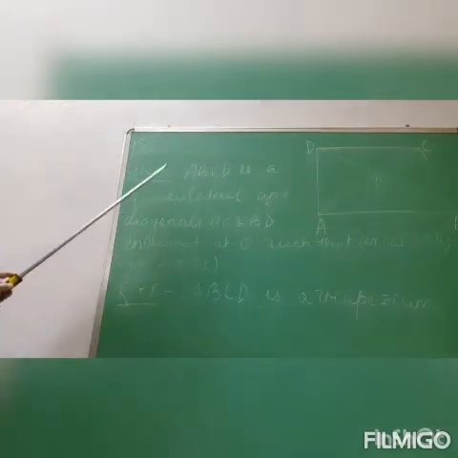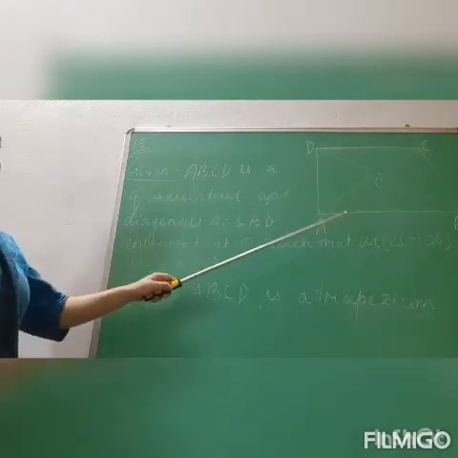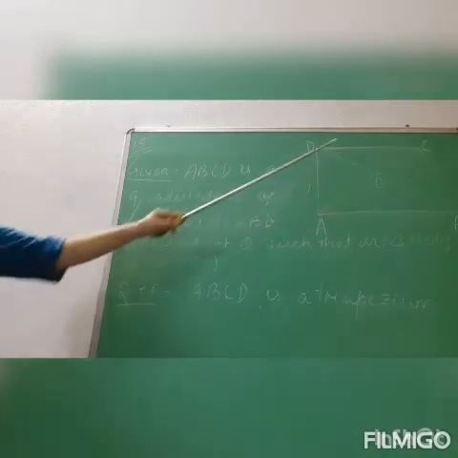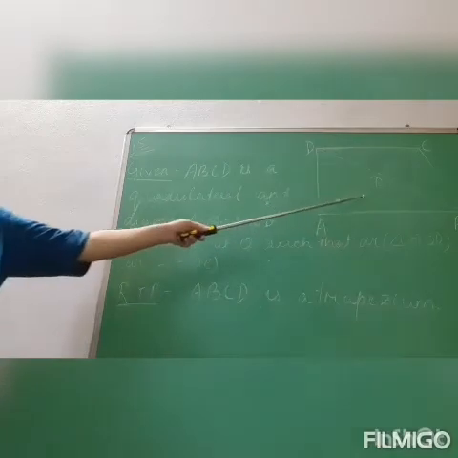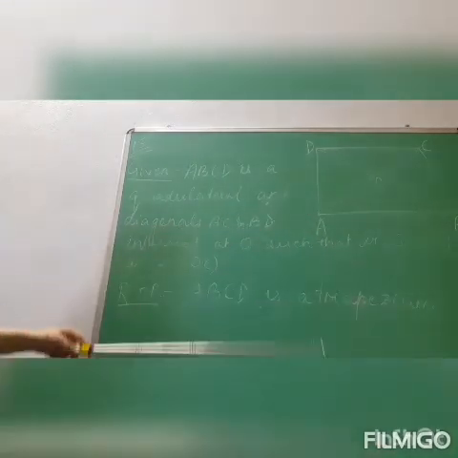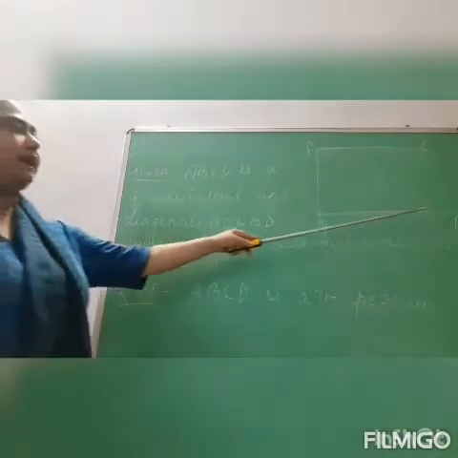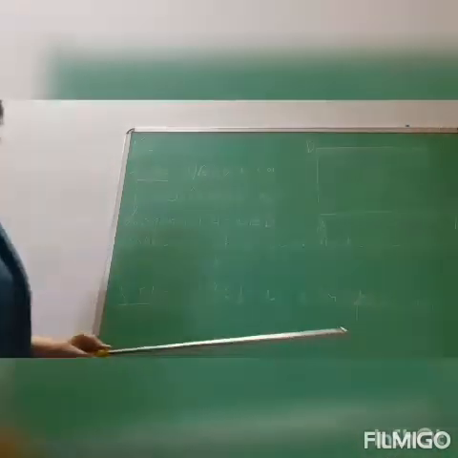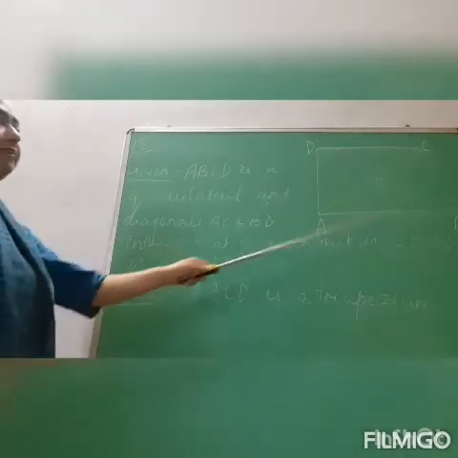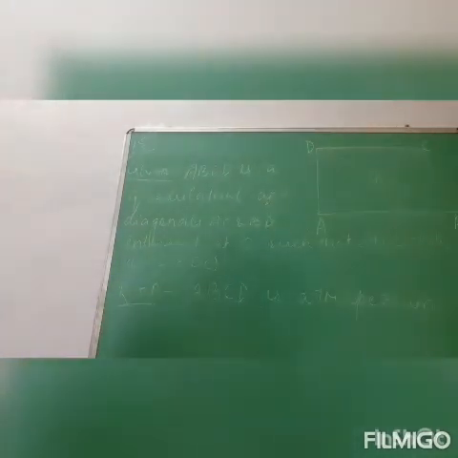It is given here in this question that ABCD is a quadrilateral and the diagonals AC and BD intersect at this point O such that the area of triangle AOD is equal to the area of triangle BOC. This is given to us. We need to prove here that ABCD is a trapezium.